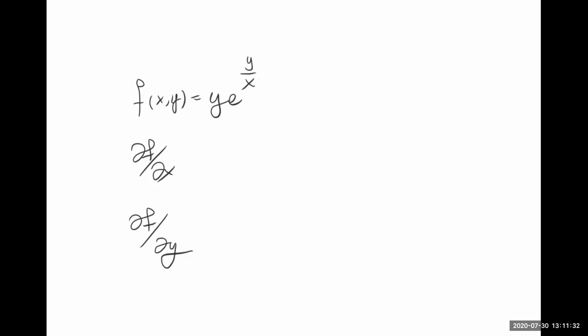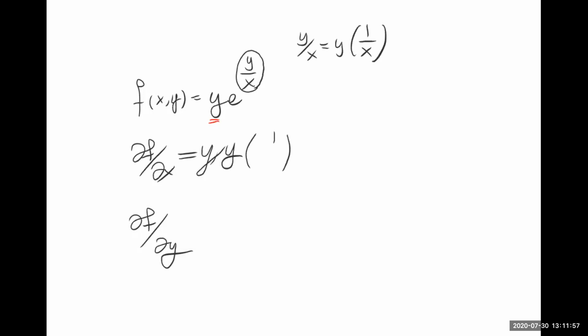Okay, let me solve these two. So for partial f partial x, it means we should suppose y is constant. So we have just y here, just like a constant number. And then we should take the derivative of y over x. Again, y is constant there because y over x is y times 1 over x. I should take the derivative of 1 over x, which is minus 1 over x squared. And then times e to the y over x, which is y squared over minus x squared, e to the y over x.